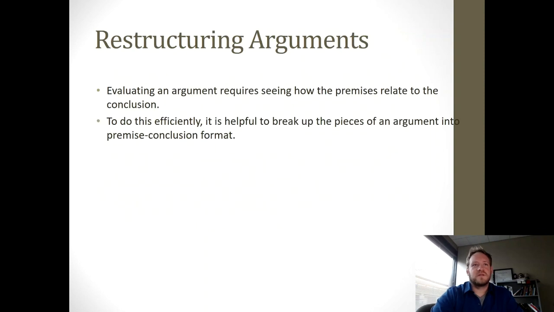So that's some practice with premise and conclusion identification. And you'll want to work on that when we're going through the arguments in the book.